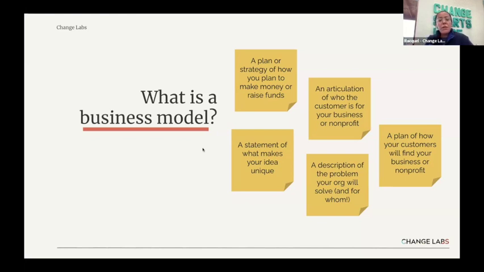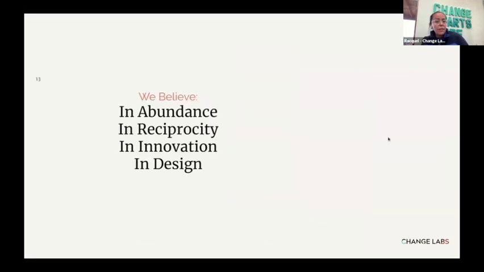So business models serve as a really important roadmap, providing a structured overview of how a business operates and creates value. All right, and then our next slide there.